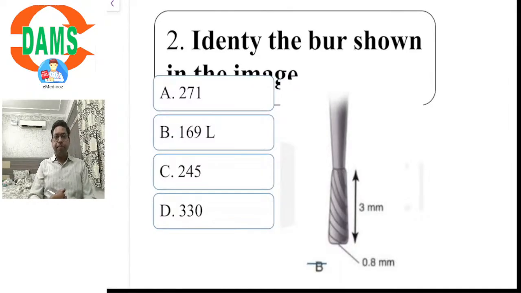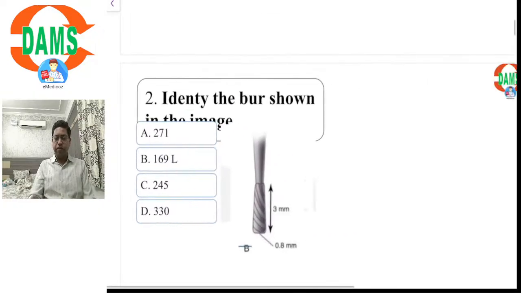Identify the burr shown in the image. We have to identify the burr. Simply air abrasion, yes, it would be aluminum oxide. Air abrasion or sono abrasion or kinetic cavity preparation. Someone has asked me whether it would be alumina. Yes, it would be alumina only for air abrasion. When it is asking about air polishing, it would be sodium bicarbonate.